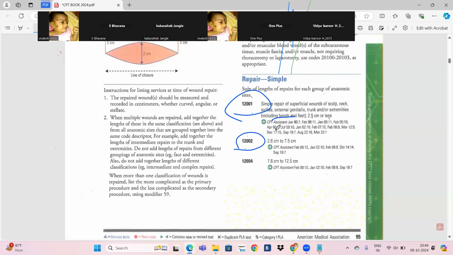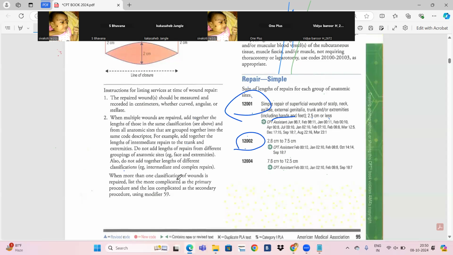No, right? So you need to code separately for that. See, one example they have given: a face and extremities. These both do not come under the same anatomic site. Do not add together lengths of different classification, which means if the anatomic site changed, don't sum the length.